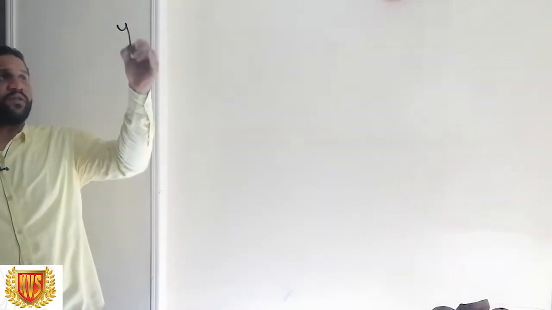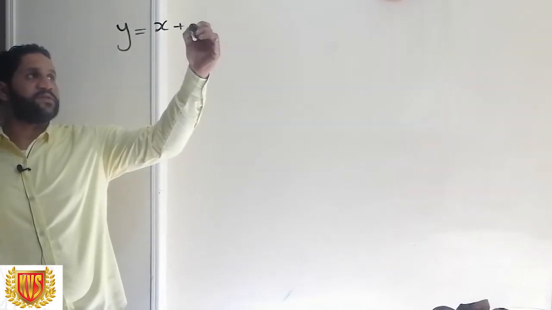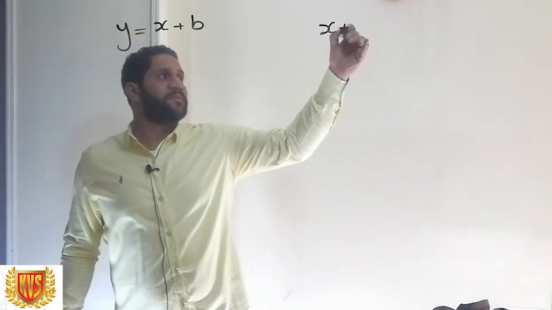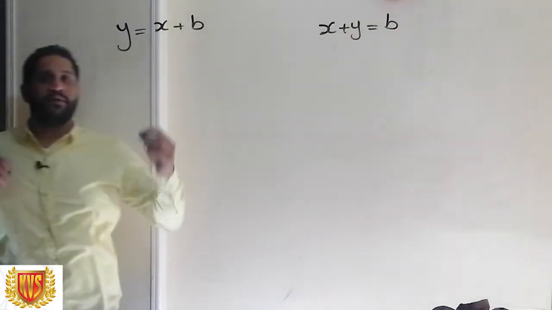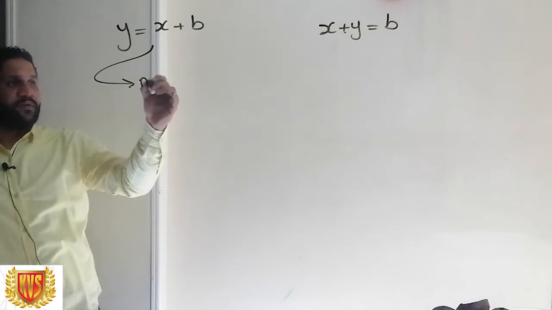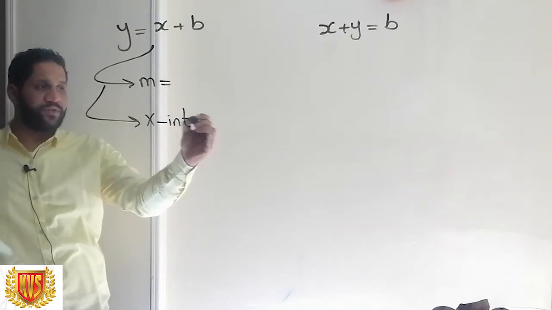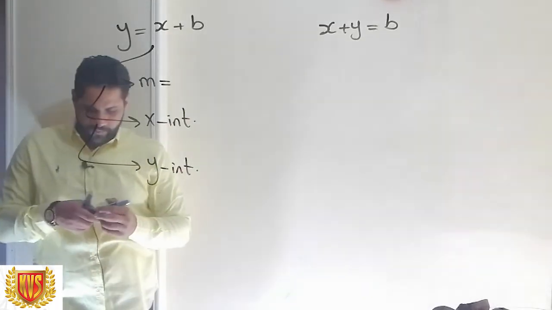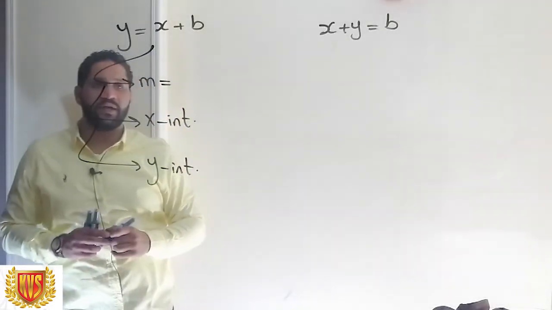The equation of a straight line can come in two forms. Either it comes like this, y equals mx plus b, or it comes like this, ax plus by equals a number. Okay? To get the gradient or the slope, you have a rule. To get the x interception, you have a rule. To get the y interception, you have a rule. What goes here, but with a slight difference.